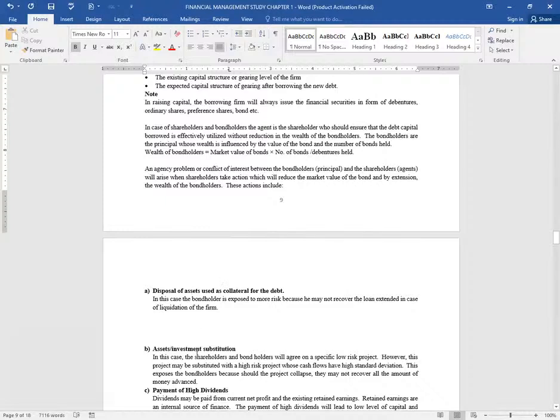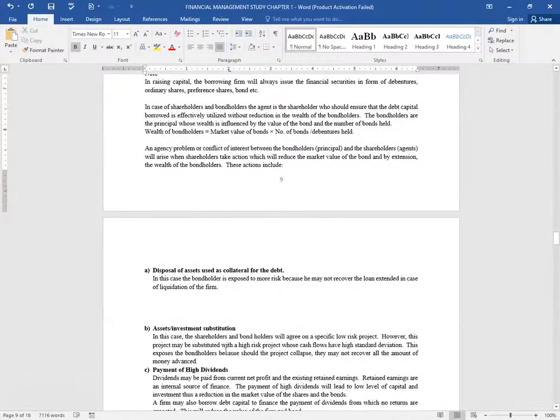We have asset investment substitution. So you're told by these people that you are to invest in this and this, their money is for that, and then when you get the money, you start taking this money to other uses, even if it's within the company. That will automatically be one of the ways of circumventing the covenant deed. This will bring a conflict between the two parties.